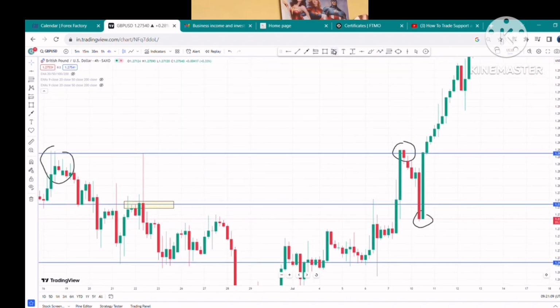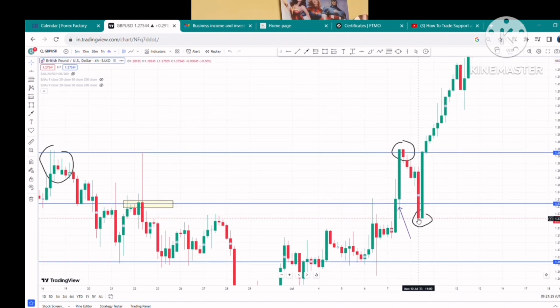Look at this here. So it broke through this support or resistance. You up here, you sell, it came back. Now you want to buy at the support, right? But then it broke through. Now you think, okay, it's breaking this resistance, I'm going to sell, and then price moved all the way up.